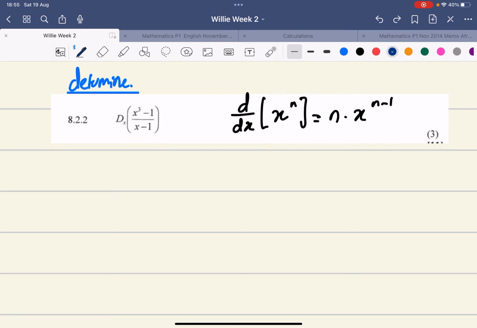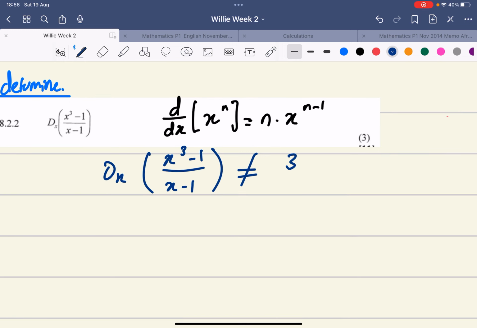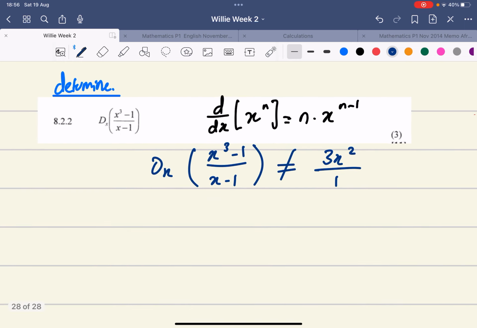Right now it is a fraction, so what you should definitely not do is treat the upper and the lower terms and try to differentiate them separately. What do I mean by that? I mean that d/dx of (x cubed minus 1) over (x minus 1) is definitely not equal to 3x squared over 1. That is very important to note. You can't just apply the exponent rule to the top and the bottom of the fraction. We need to simplify it out.